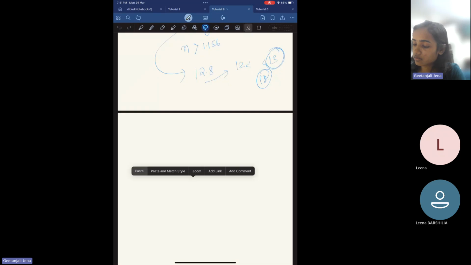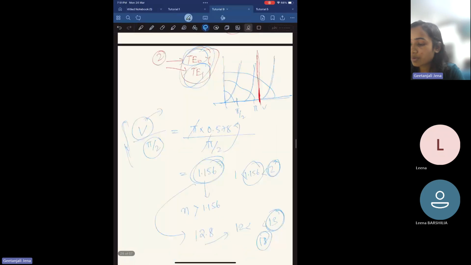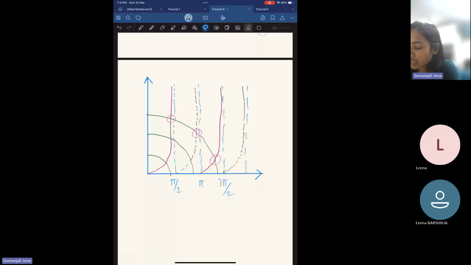So this is the exact graph. If you look at V now, V is 0.578 pi. So that means it will be around... let us say, let us take an example, V is 0.578. So this will lie here.